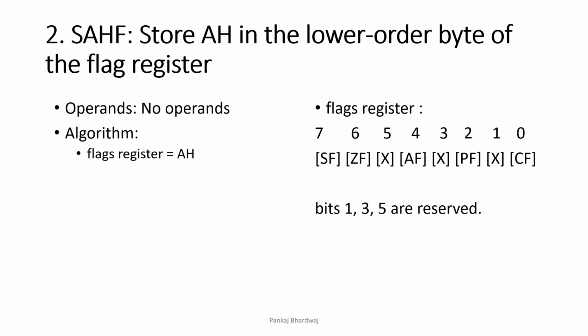Second is SAHF. That means it stores the AH value in the low order byte of the flag register. So after this operation, the flag register will become the value held by AH. AH will have the value, and that will be stored in the flag register. So after the operation SAHF, the value of the AH register is stored in the flag register.